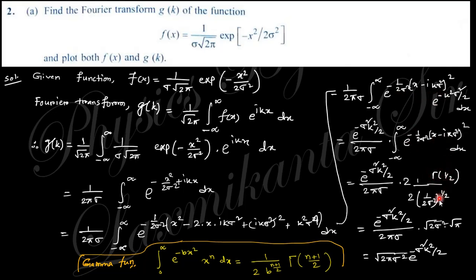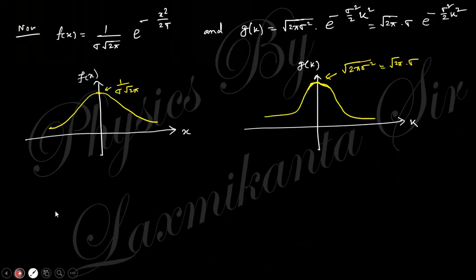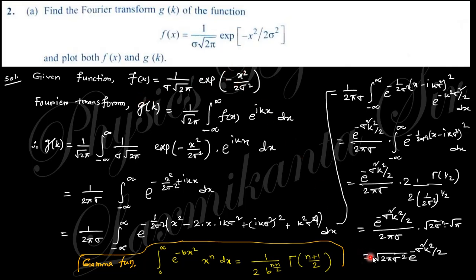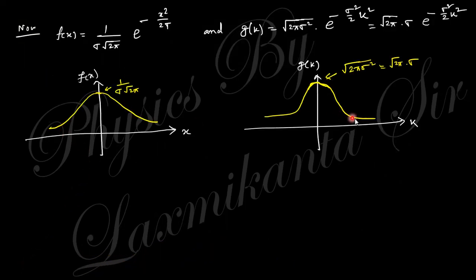And this gives you the gamma function. Finally you obtain this. This is the gamma function formula. So you can see the given function and the transform function both are Gaussian, and this question was already asked in a previous year, which says that the Fourier transform of a Gaussian distribution is also a Gaussian distribution. So this is proved here also, and their distribution nature will be like that.